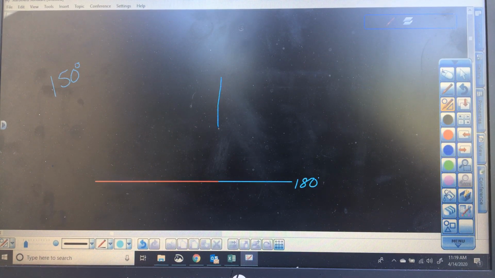I could talk about this line going down. Now everybody should know what this line going down is. That's the 90 degrees. This is your right angle. We could be talking about 90 degrees, but we're talking about 150 degrees.